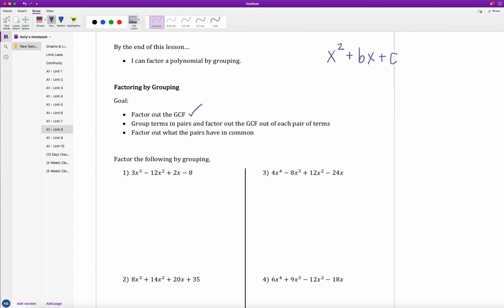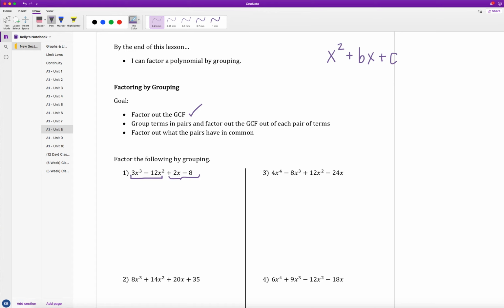So when we group these together, we're going to group the first 2 terms together, and then we're going to group the second 2 terms together. Our goal will be to only look at those 2 terms at a time, and factor out the greatest common factor that those 2 terms share. As we read through these instructions, we're going to look at our first example.